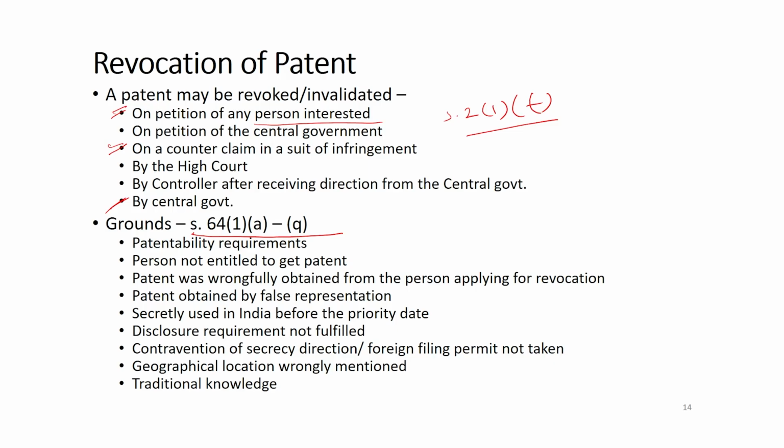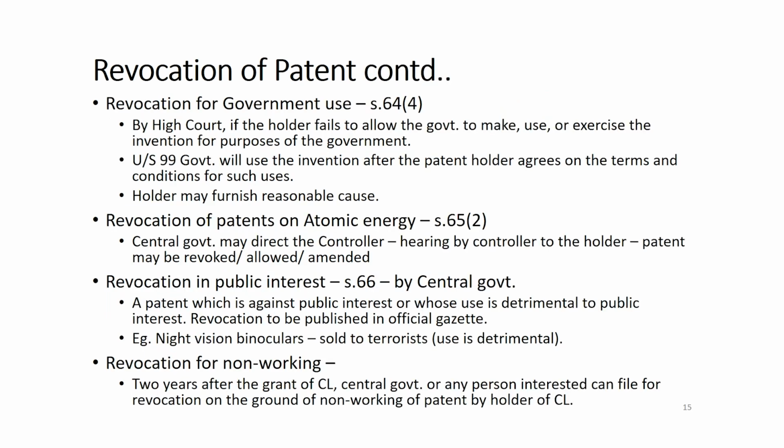And finally, the last point which I have mentioned here is that the invention is nothing but part of traditional knowledge. So these are some of the grounds, not all of them. I have mentioned some important ones. These are some of the grounds which justify revocation of patent. Now let's see the various methods by which a patent is revoked.